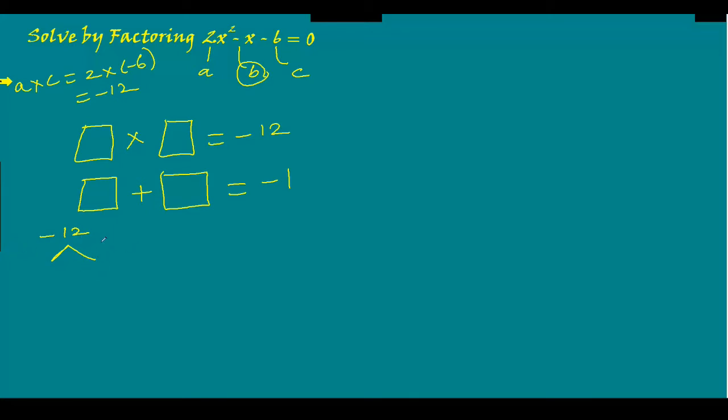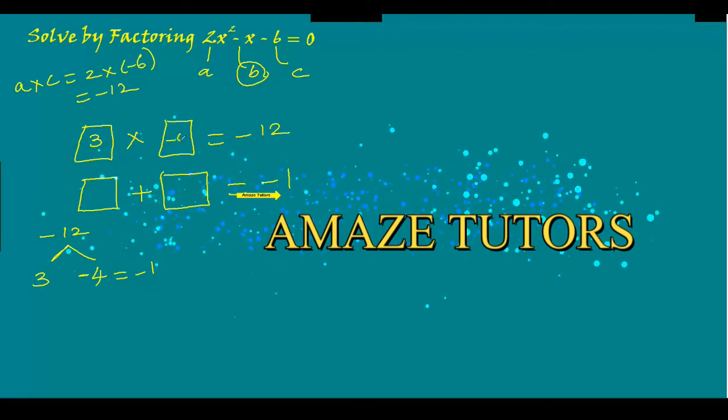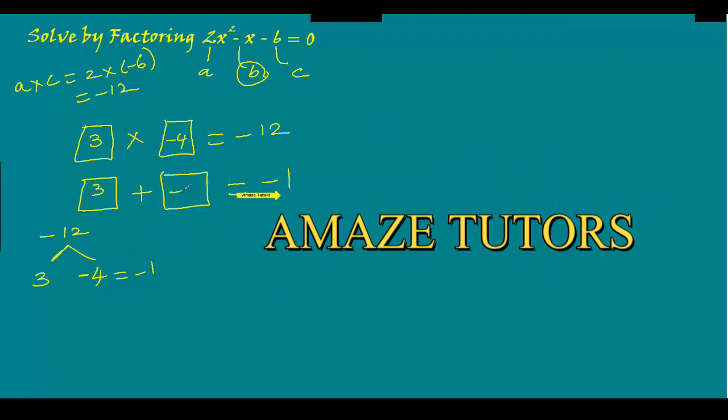So here, 3 4s are 12. Because the difference should be negative 1, that is why I have directly considered the two numbers 3 and 4. So the difference should be negative 1, then the larger number should be negative. Then only it will give us negative 1 after adding. So the two numbers are 3 and -4.